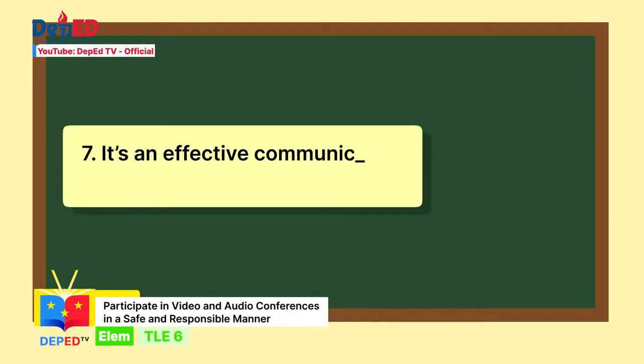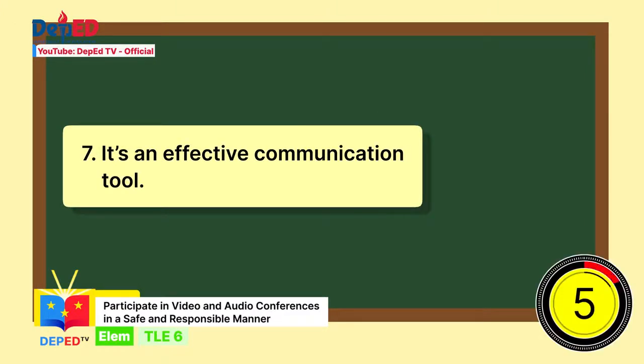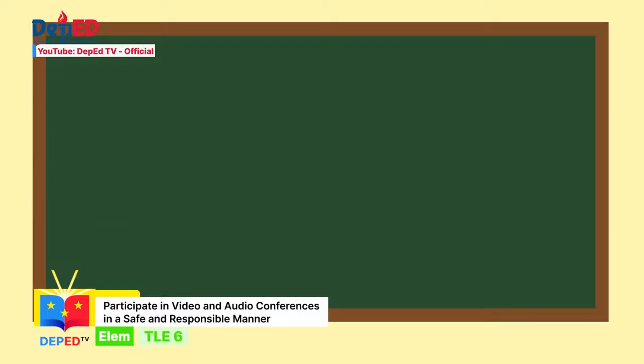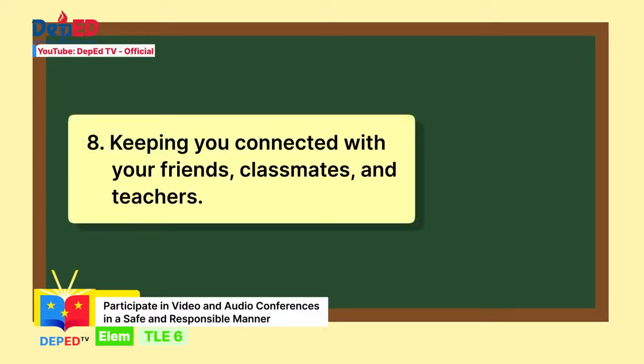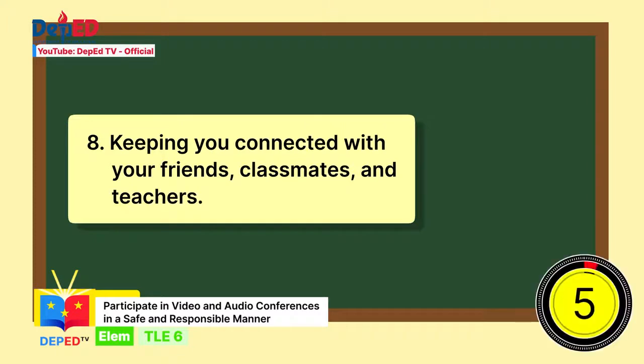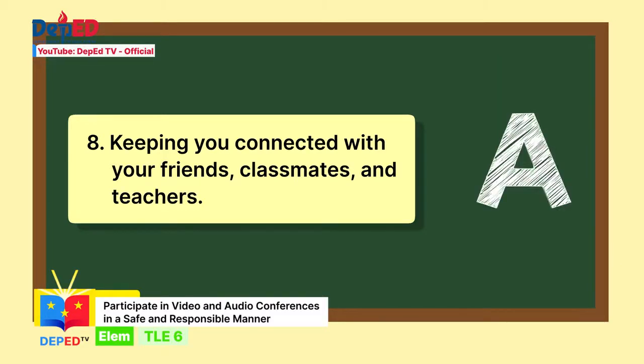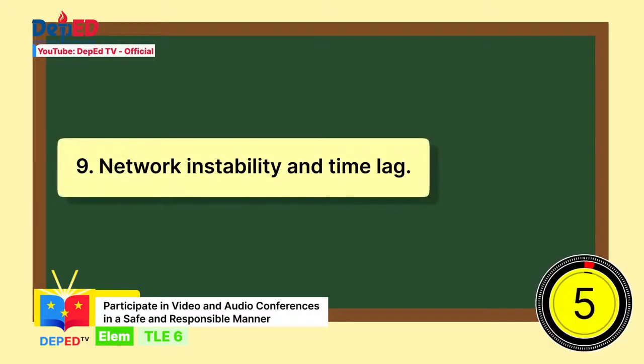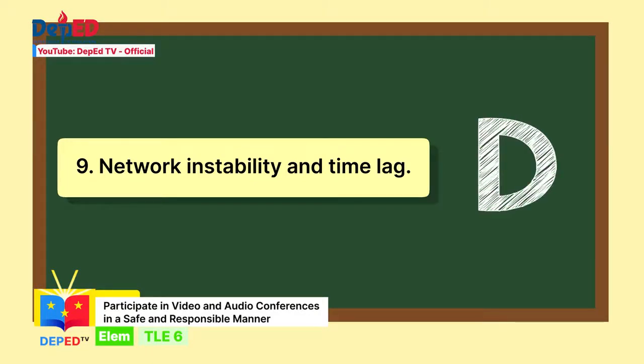Number 7, it's an effective communication tool. And the correct answer is letter A. Number 8, keeping you connected with your friends, classmates, and teachers. And the correct answer is letter A. Number 9, network instability and time lag. And the correct answer is letter D.